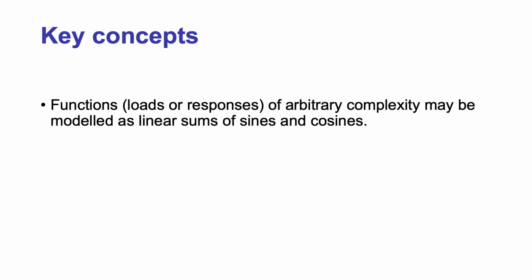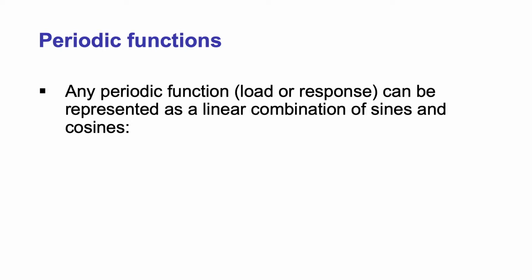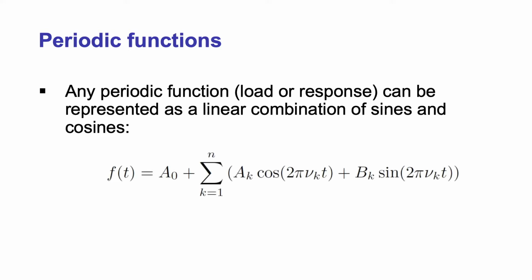The key concepts discussed are the idea that functions representing loads or response histories of arbitrary complexity may be modeled as a linear sum of sines and cosines, and the definition of the Fourier transform as well as why and how we use it. Let's recall that any periodic function can be represented by a linear combination of sines and cosines of the following form.